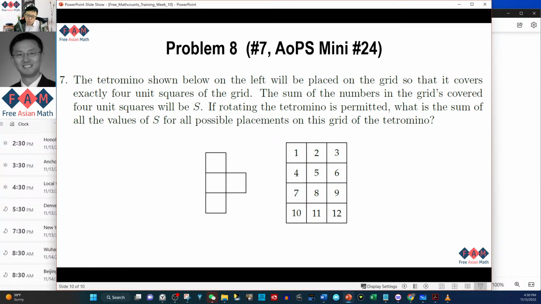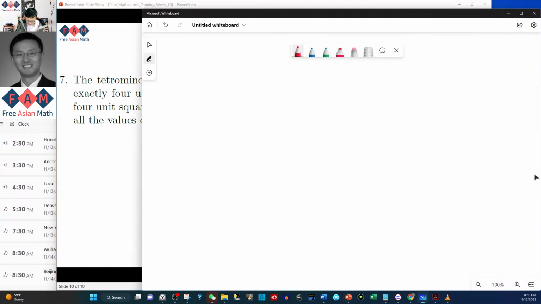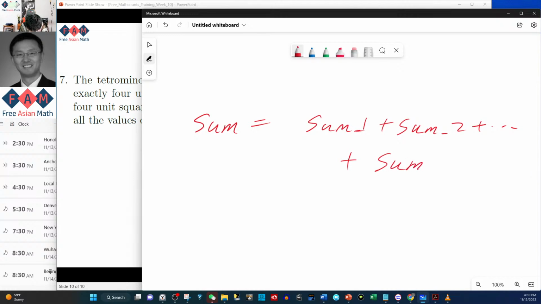So we will use exactly the same technique as in the video. And what is that technique? Essentially, it's something like this. You want to get a sum, which is sum 1 plus sum 2, maybe we use underscore, plus blah blah blah, plus sum n. You have n totals, right?